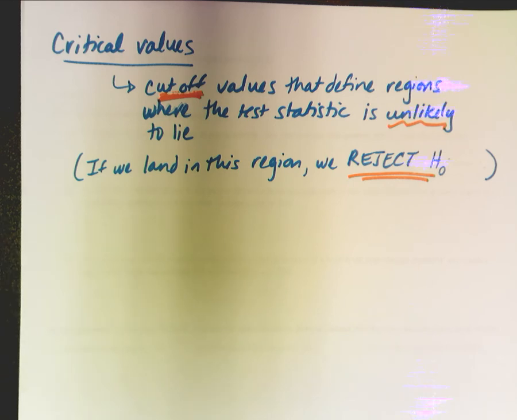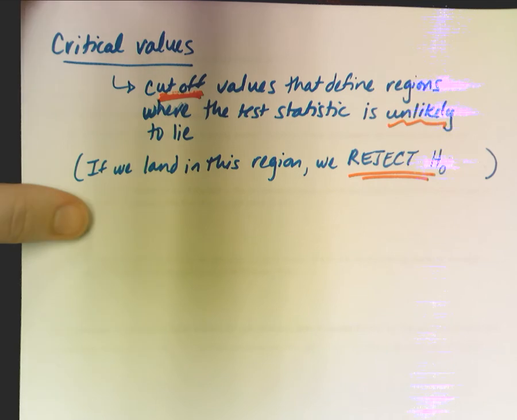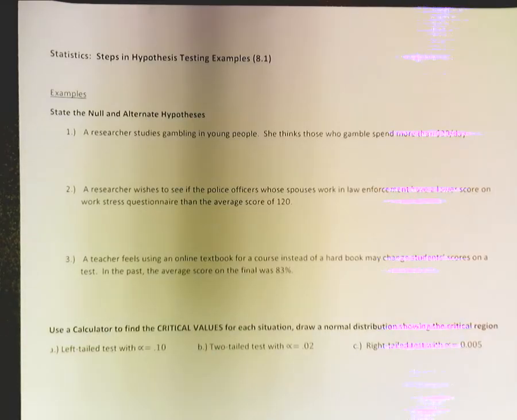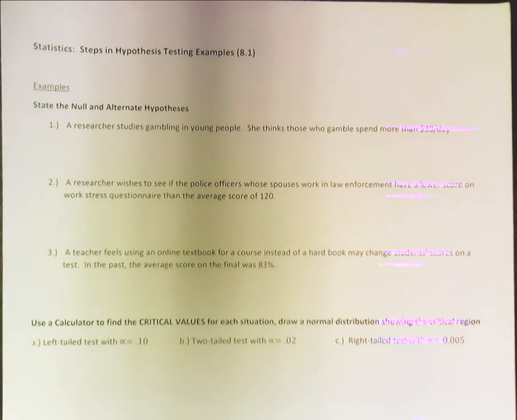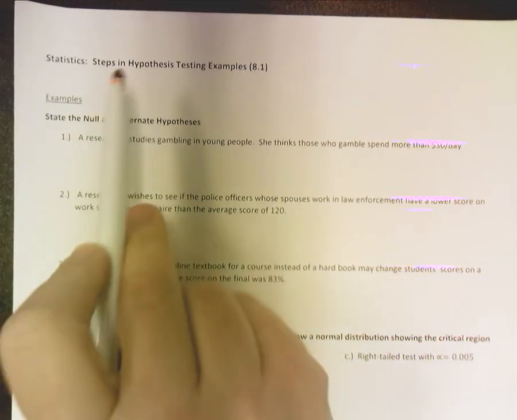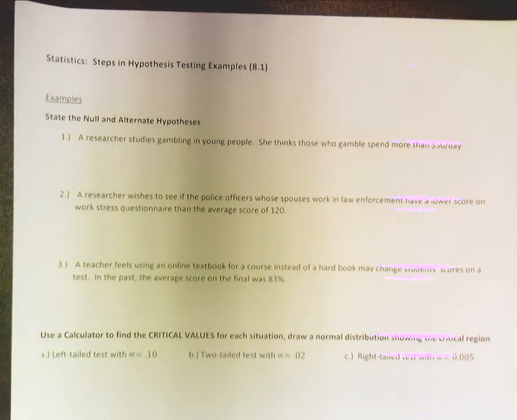But today, your focus is on just stating a null and alternate hypothesis and finding critical values. That's all we're doing today. So hopefully you've taken out this sheet right here, which is your homework sheet. Sorry for the purple. It says steps in hypothesis testing, examples 8.1. Okay, so let's work out a few of these together and hopefully you'll see the pattern. It's not that hard. You always think it's hard in the beginning and it's not hard.